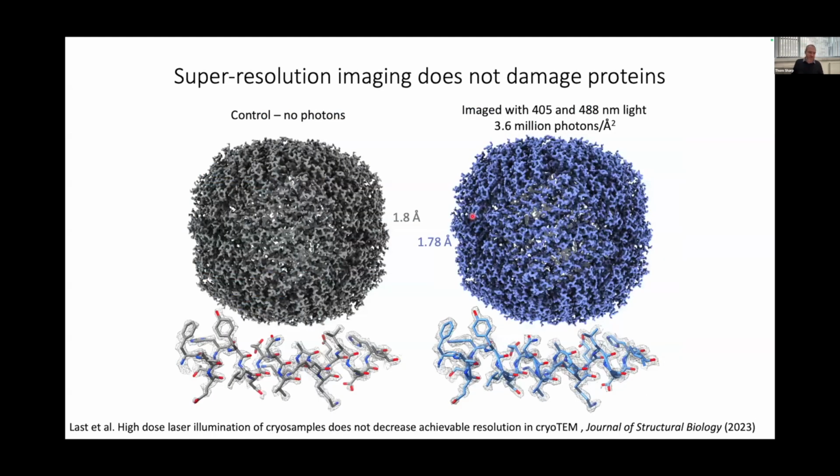Just in case you were wondering, we were wondering as well, just because we don't see devitrification, are we still damaging the proteins? The answer is no. So we can put in 3.6 million photons per square angstrom with no decrease in resolution whatsoever in our proteins.